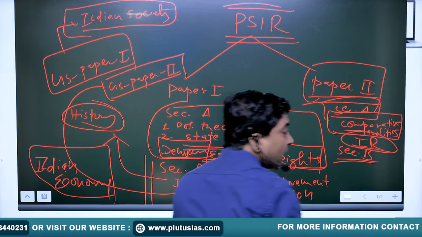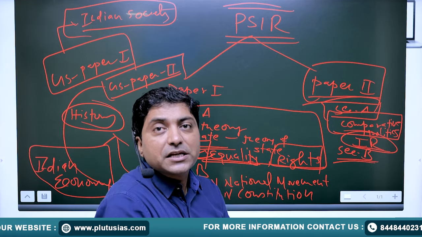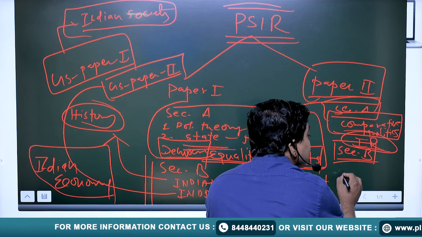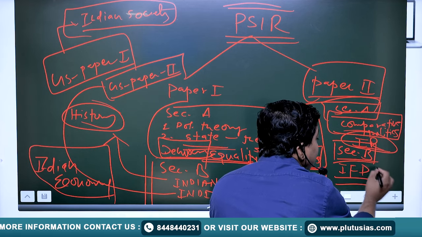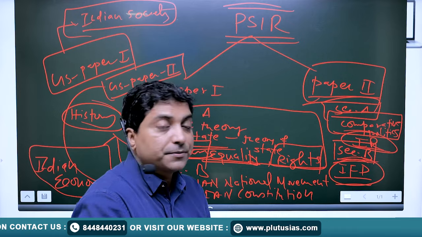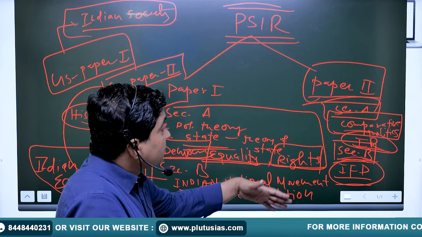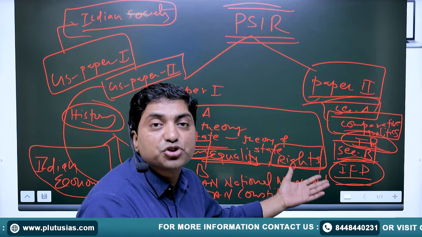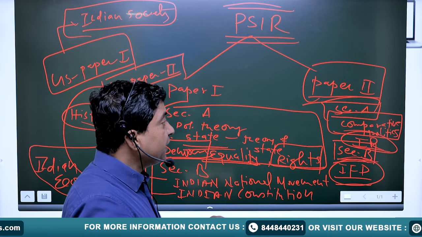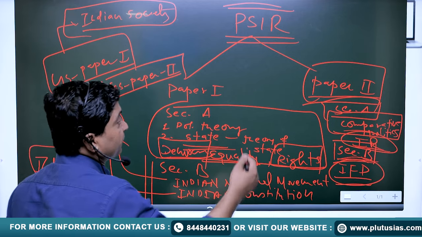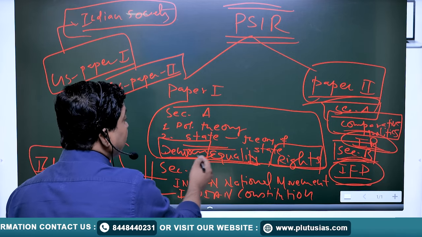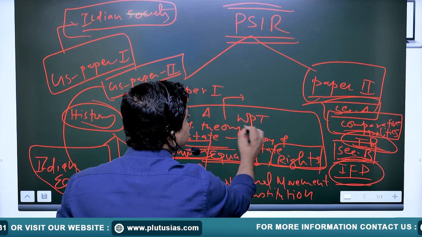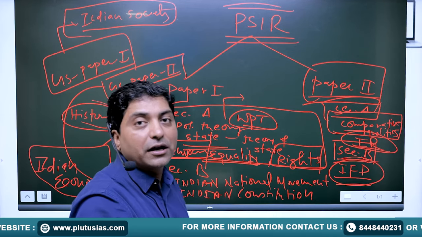It's a theoretical part and it will help you in understanding international relations. And section B covers India's foreign policy, basically how India interacts with the world. Now, foreign policy and international relations are a part of GS 2, right? And GS paper 4 is covered by this theoretical part, especially the WPT. That is, WPT is a part of paper 1, right?